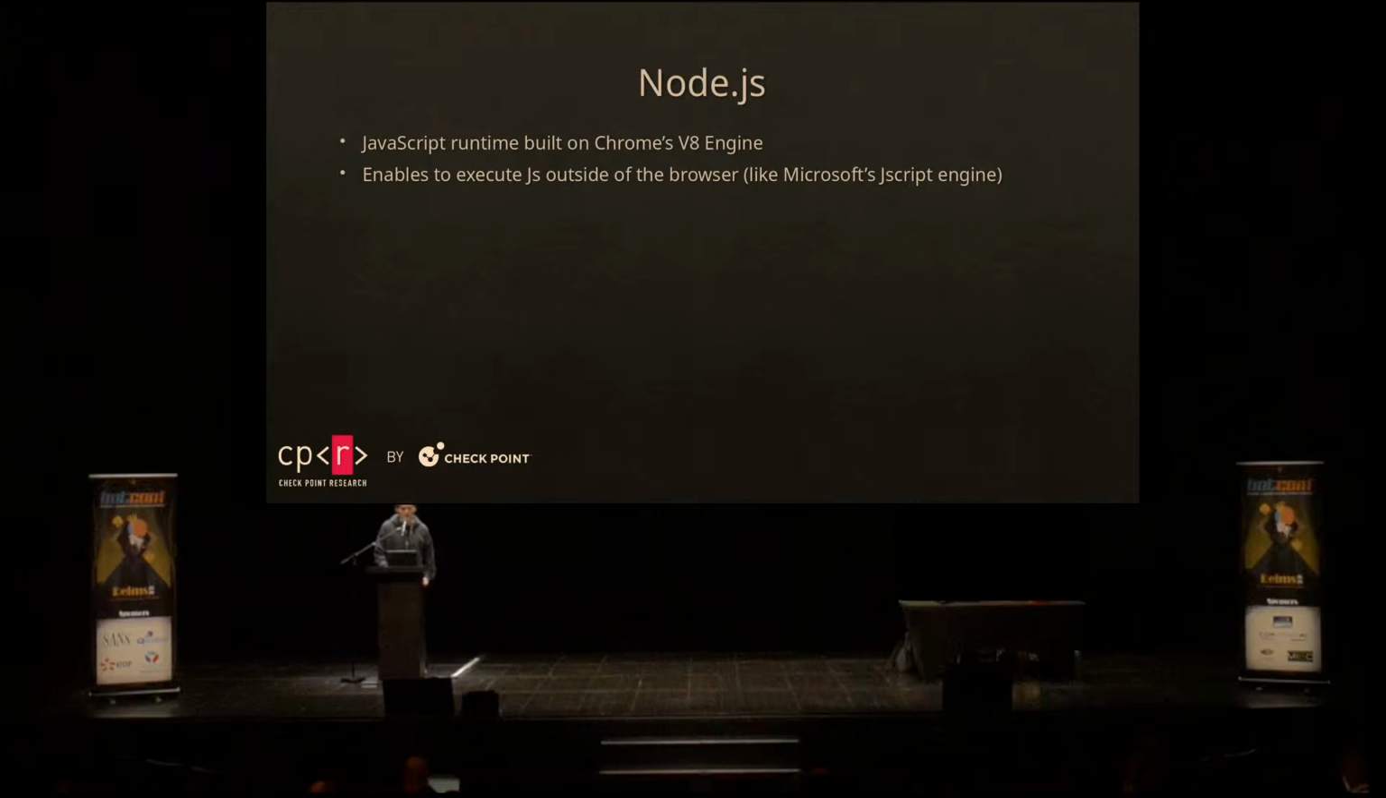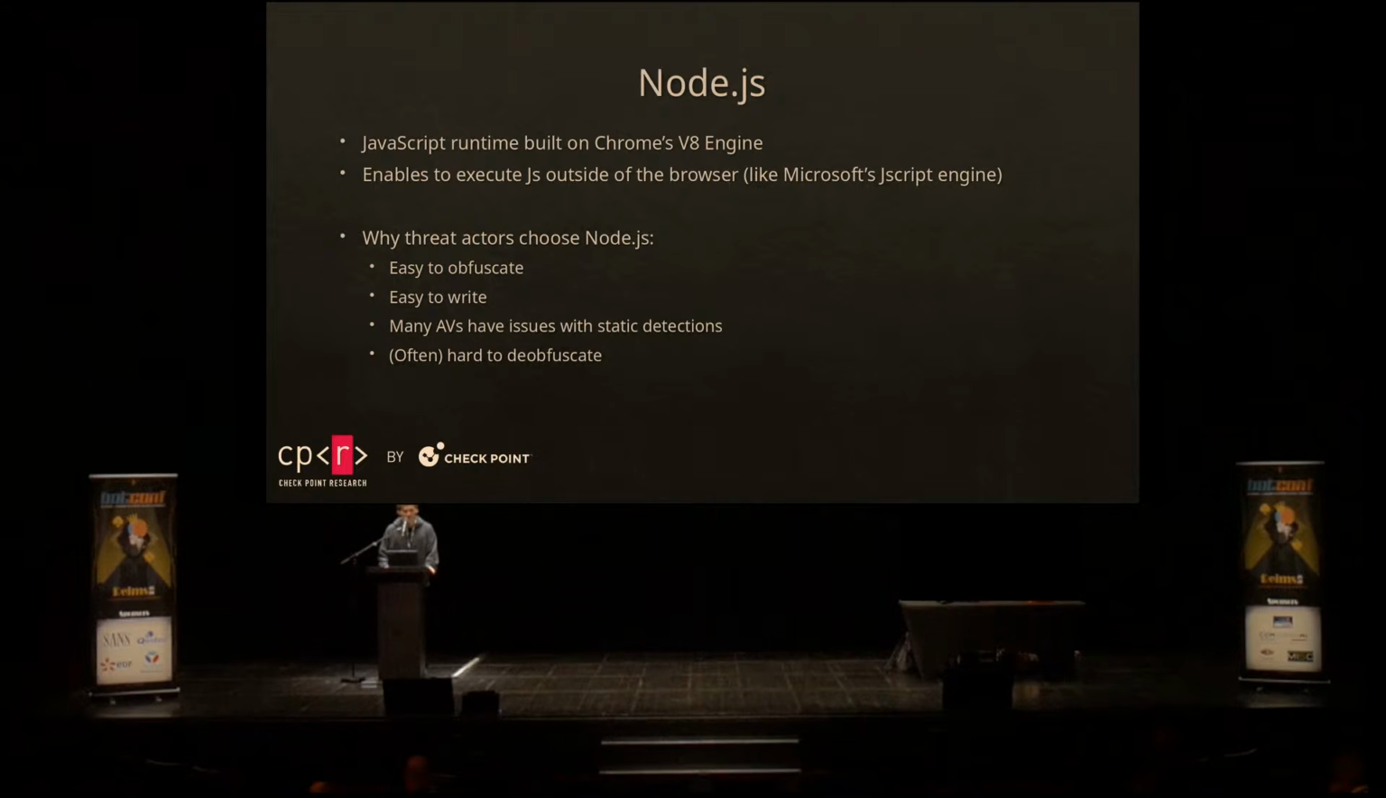So what is Node.js? Node.js is essentially just a JavaScript runtime which is built on the V8 engine of the Chrome browser. They took the JavaScript engine of the browser and made it essentially a standalone utility. This enables you to execute JavaScript outside of a browser process. So sort of like Microsoft's JScript engine. Maybe you know if you double-click a JS file on Windows, it runs it by default with the JScript engine. And Node.js is sort of similar to that.